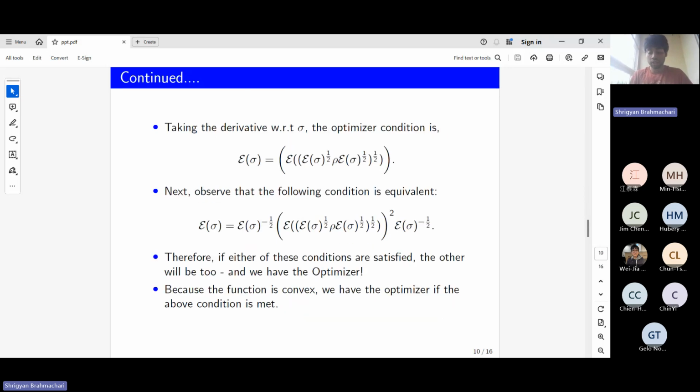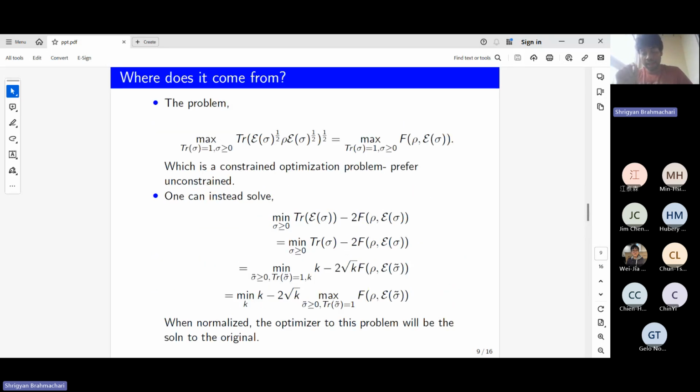So I can do a trick. The trick is that I can split any general positive semi-definite matrix into a normalized form and k, the normalization factor. Sigma can be written as k sigma tilde, where sigma tilde is a density matrix and k is some non-negative number. When you do this, it becomes this expression. Trace sigma simply becomes k, and you pull out root k from the fidelity. Now you can keep the minimization over k outside, and the maximization over sigma tilde goes inside. From this form, you realize that if you can solve this unconstrained optimization problem and get some sigma, then if you normalize that sigma, it will be the solution to the first problem.